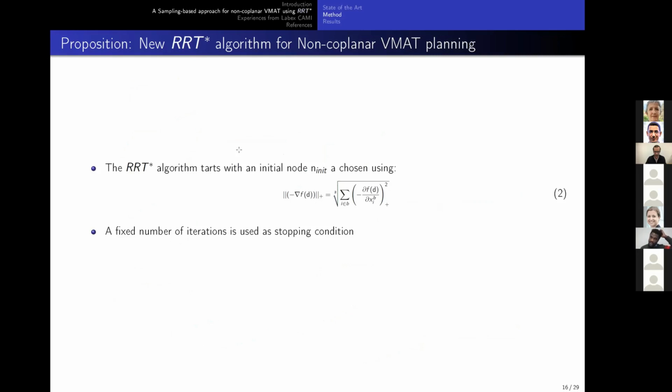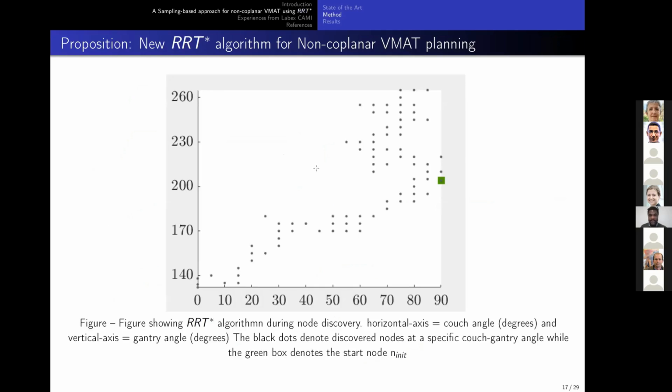So here I just show the relationship we use to select the initial node because it's very important. Here we're using the first order estimate of the objective function. Essentially, this equation that we have here tells us that the initial node that we select is the node that will cause us to reduce the cost function the most among all the possible nodes that we can use to do this beam selection. And we use a fixed number of iterations for the stopping condition.